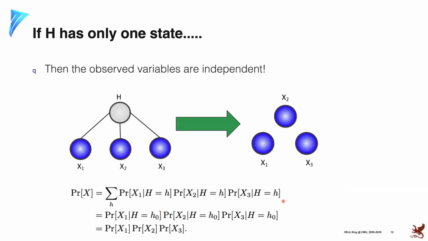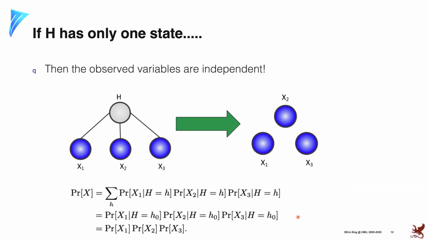Very interestingly, if h only has 1 state, this graphical model actually means that all the 3 variables are independent. How can we understand it? Intuitively, h only has 1 state, so no matter how we change the values of x1, x2, x3, h will always be the same value. Therefore, there's no hidden driving force which can impact the 3 random variables in any different way.